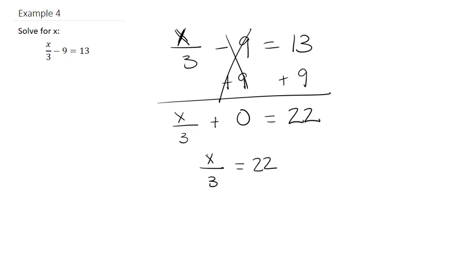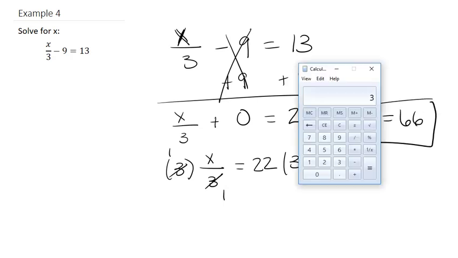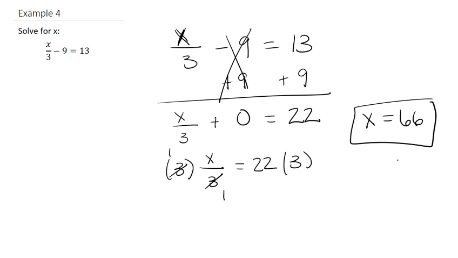Now to undo division, which is x over 3, we're going to go ahead and multiply it by 3 on both sides. This gets rid of the 3 here. This just becomes a 1. Now x is equal to 22 times 3, which is equal to 66. Now, if you forget, or it's just a number that's a little bit harder to do in your head, go ahead and use your calculator, and you can also confirm this way too, which shows that x is equal to 66.